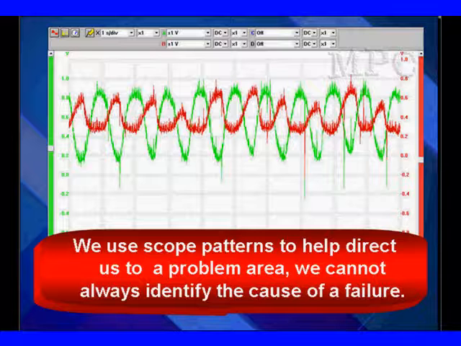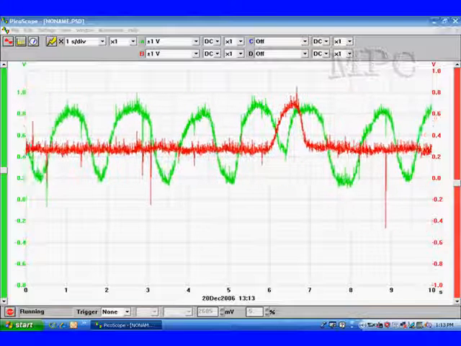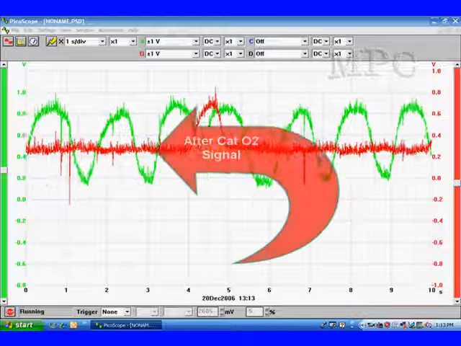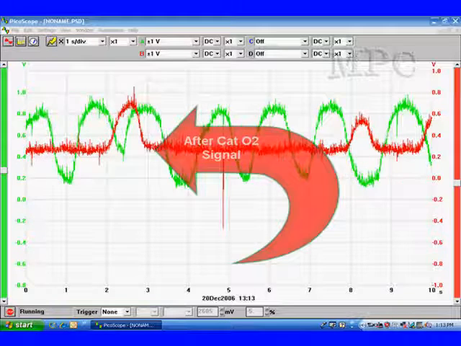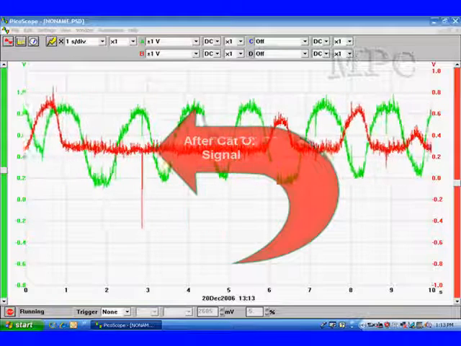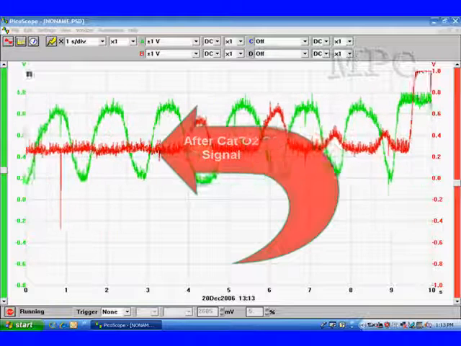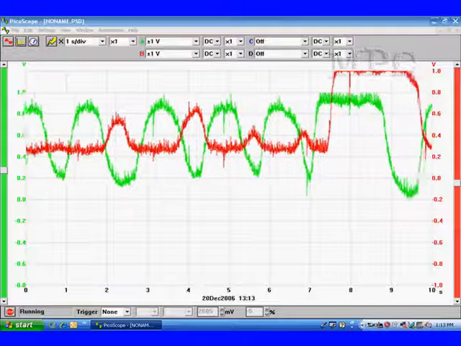Now, we want to emphasize we cannot always identify the exact cause of a failure from a lab scope pattern, but we can verify mode 6 information. Let's go look at some of this information as it comes out a lot. As we look at this pattern moving about, the red trace is the one of interest. That's our after-catalyst O2 signal. It has some activity right now, but we're going to try to find a way to get more activity.